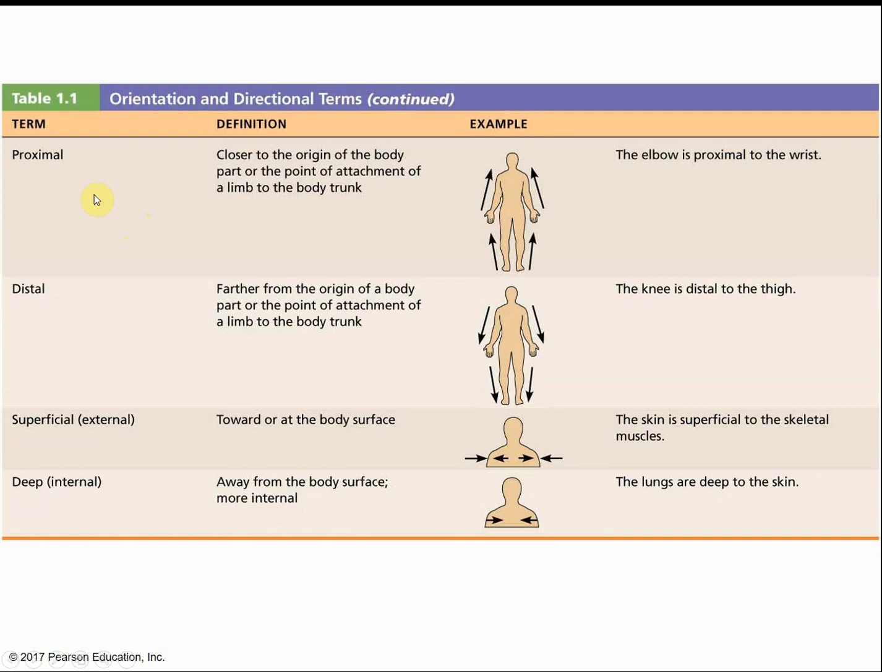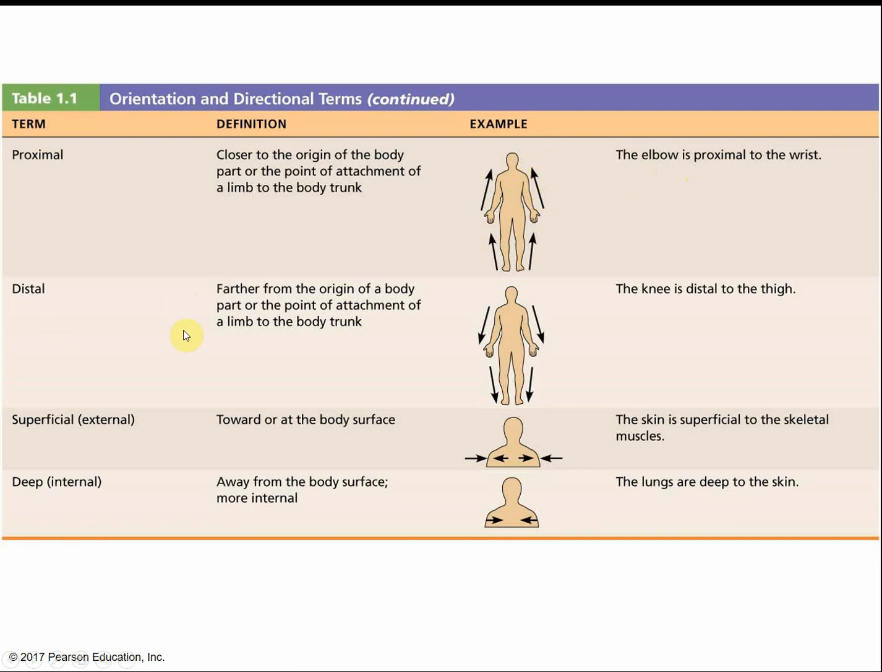Proximal is something that's closer to the point of origin of a body part, specifically a limb. So proximal and distal are only used when we're talking about the arms and the legs. So point of origin means where it attaches to the body, so either the shoulder or the hip. So if it's proximal, right, it's closer to the shoulder, closer to the hip. So we could say the elbow is proximal to the wrist, right? So it's higher up the arm, closer to the shoulder.